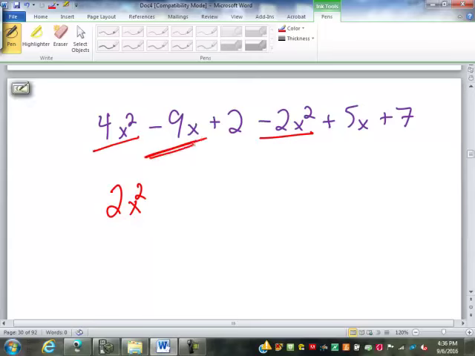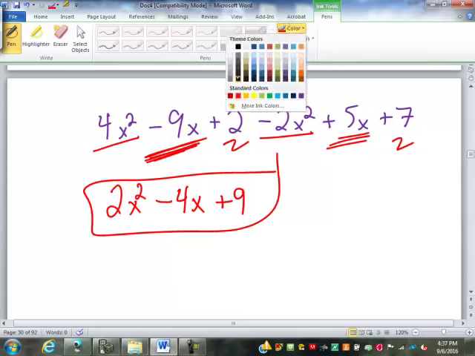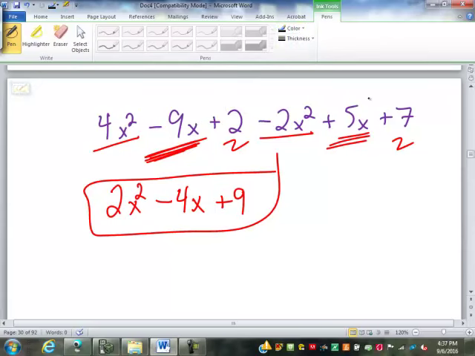Anything I can combine with the 9x, or negative 9x, I should say? Positive 5x. Negative 9 and positive 5 make negative 4x. So I'm going to make that as minus 4x. Then I have 2 and 7 make 9. It's positive, so plus 9. Any questions so far? Okay.